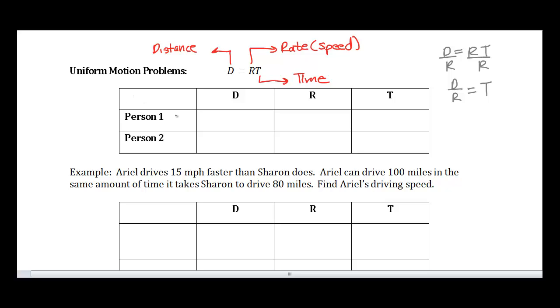All right, so I have person 1 and person 2. They're always going to have their own distance, their own rate, and their own time. And once I know that information, I can use this equation here, or possibly this equation here, to help me solve my problem. Let's look at an example.